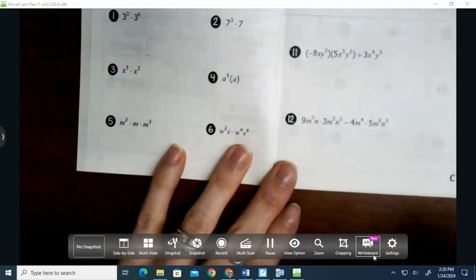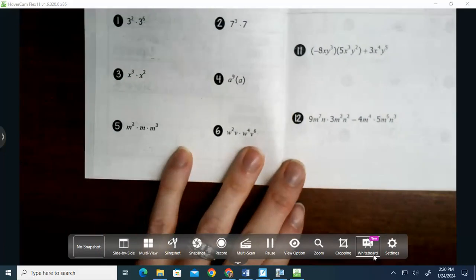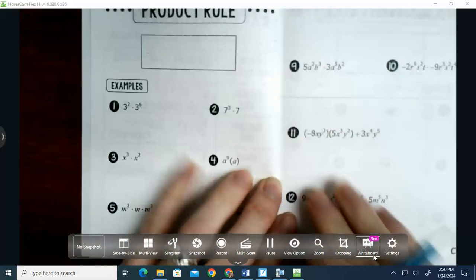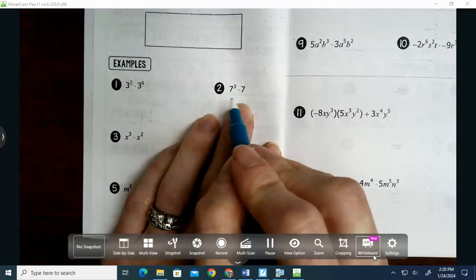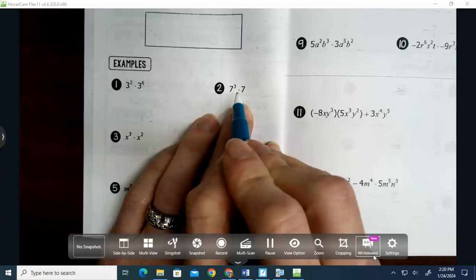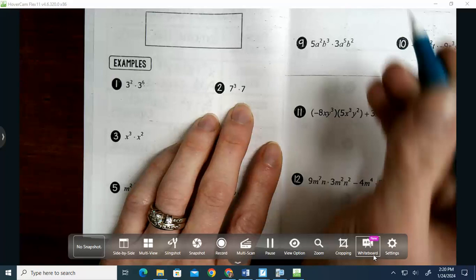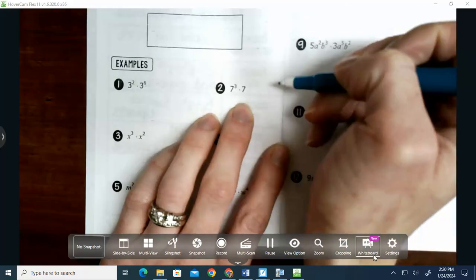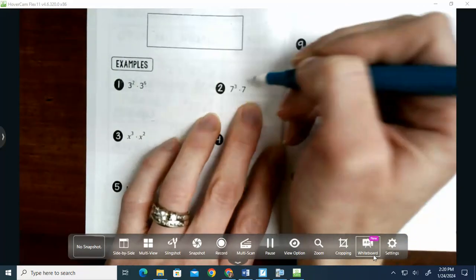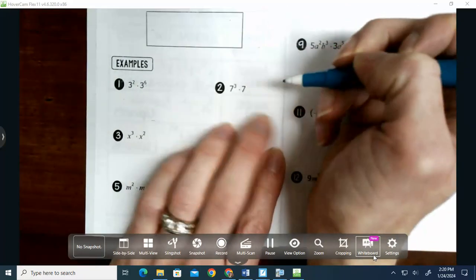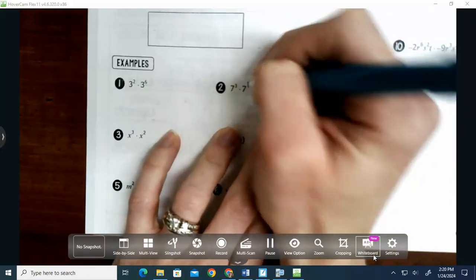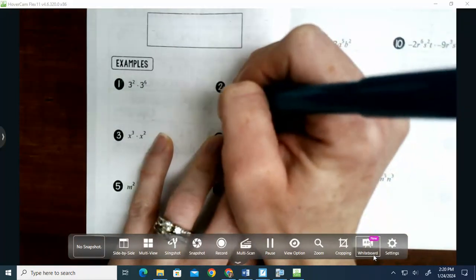Okay, so let's practice our product rule. And this is when we have the number written each time, and we have to do what to the exponents? Add them. So let's look at number 2. I have 7 to the 3rd times 7. If there's no exponent written, what is it assumed to be? 1. So this would become 7 to the 4th.